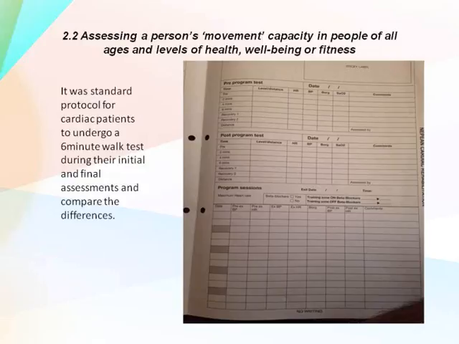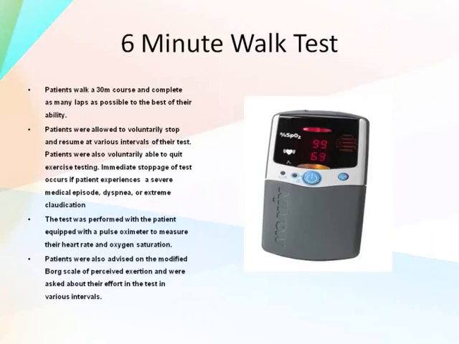The patients were also advised of the modified 1 to 10 Borg scale and were asked how hard they were working before the walk, 2 minutes into the walk, 4 minutes into the walk, immediately after the walk, and a few minutes post-walk. Patients walked a 30-meter course with the objective to cover as much ground as possible, i.e. as many laps as they can. The 6-minute walk test is a standard test that can be applied to any patient.